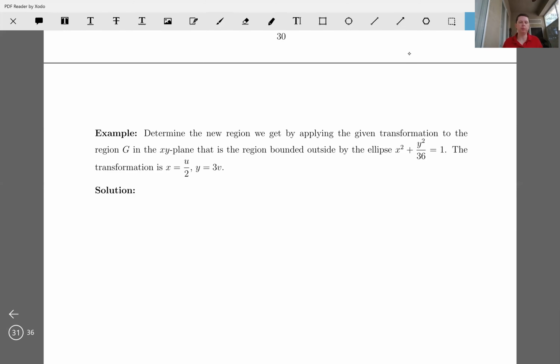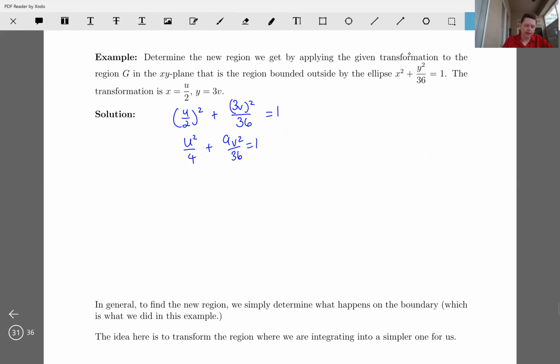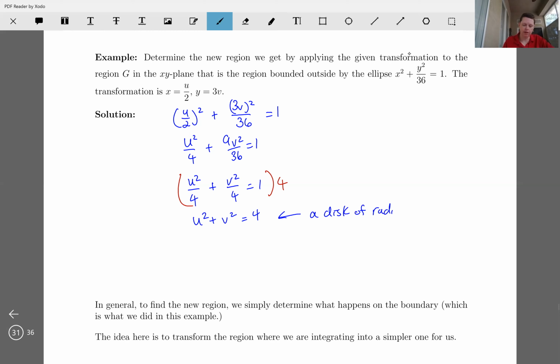Well, really all we do is plug the provided transform variables into the equation for the ellipse. So we're going to substitute in u over 2 for x and 3 times v for y. So we get (u over 2) quantity squared plus the quantity 3v squared divided by 36 equals 1. That gives me u squared over 4 plus 9v squared over 36 equals 1, or in other words, u squared over 4 plus v squared over 4 equals 1. Using our handy algebra skills, we can multiply both sides of that equation by 4, and we obtain u squared plus v squared equals 4. And this is a disk of radius 2 centered at the origin.